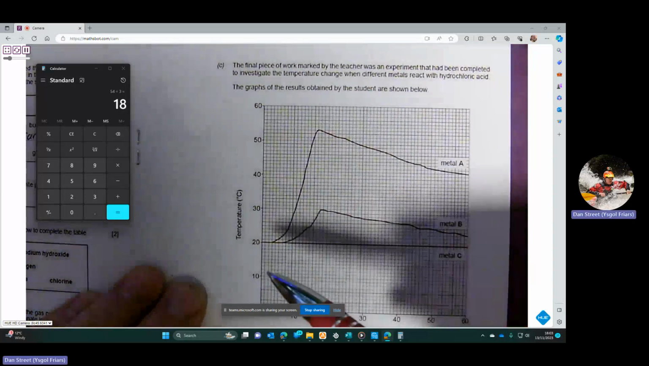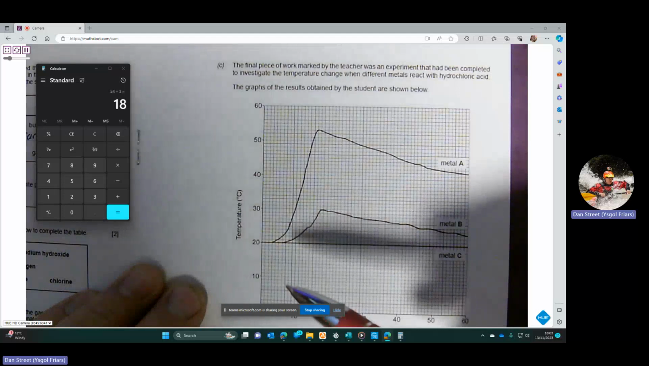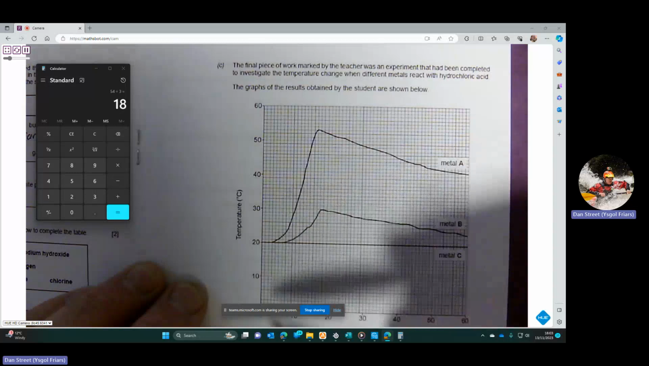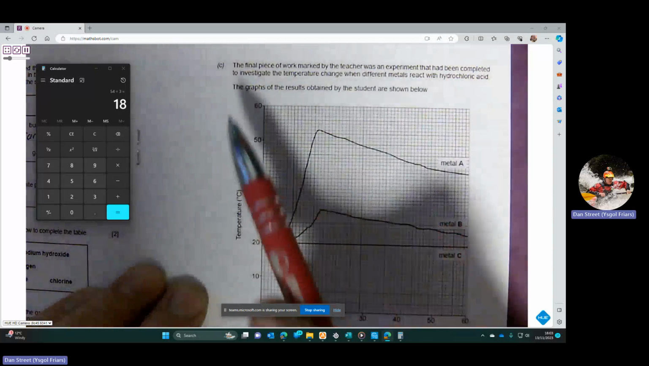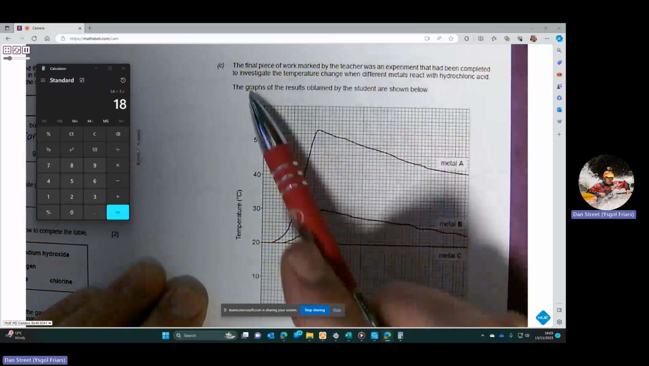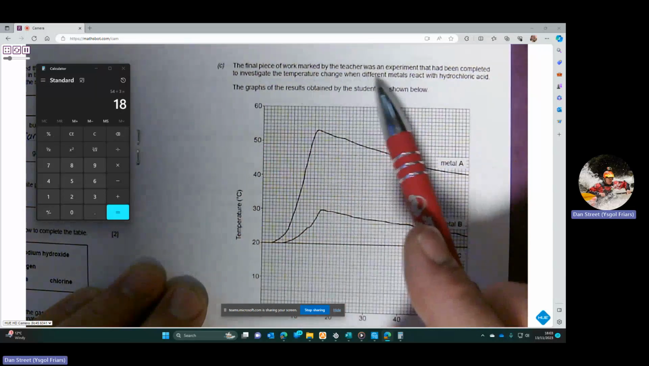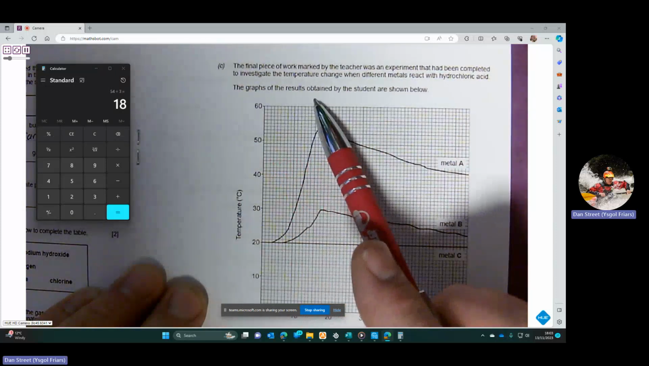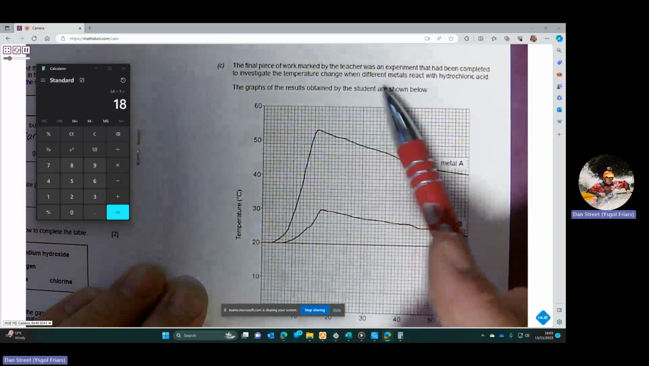We saw last year evidence for chemical reactions, including temperature change, colour change, and the effervescence of a gas, or the evolution of a gas. So the final piece of work marked by the teacher was an experiment that had been completed to investigate the temperature change when different metals react with hydrochloric acid. The graph shows the results obtained by the student shown below.